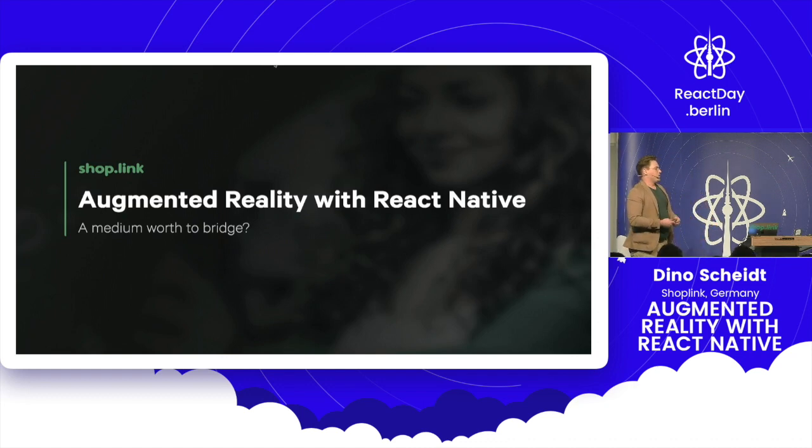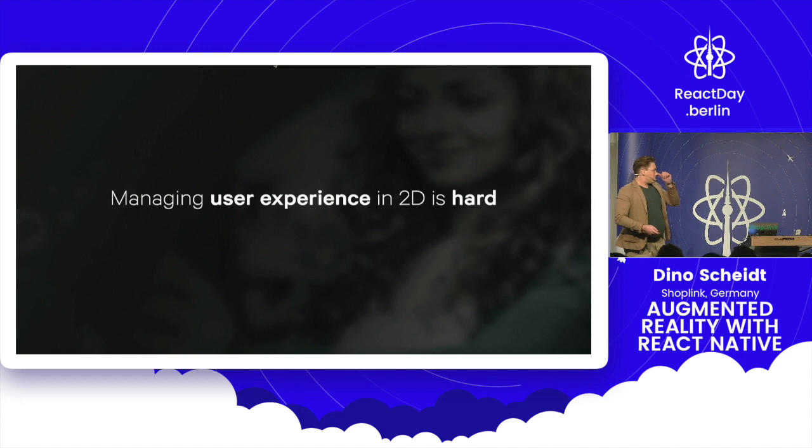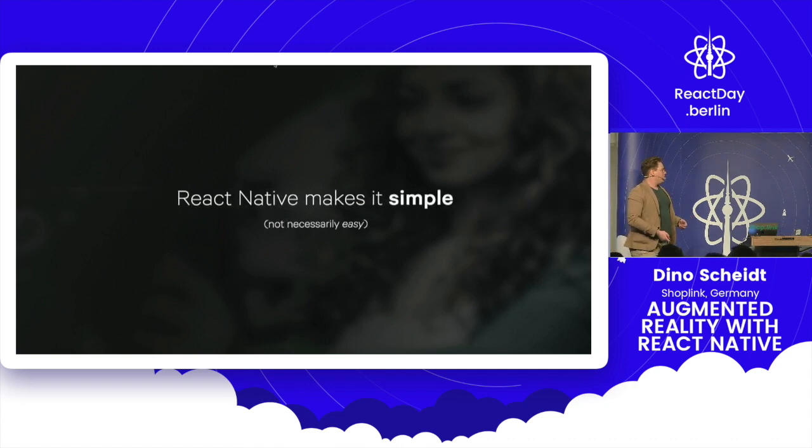Augmented reality is this really new thing. It's a new medium, like text, video, images. And this talk is about how we are actually getting there with React Native. The first thing is that 2D is hard. 2D was very, very hard for a long time on mobile, with different frameworks and so on. And React Native made it simple.